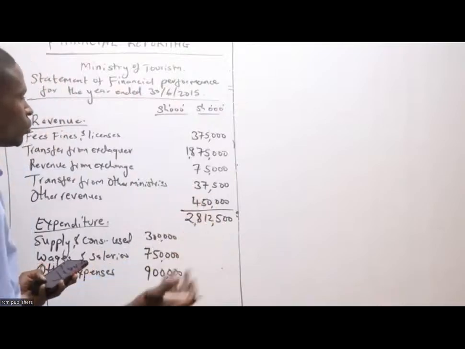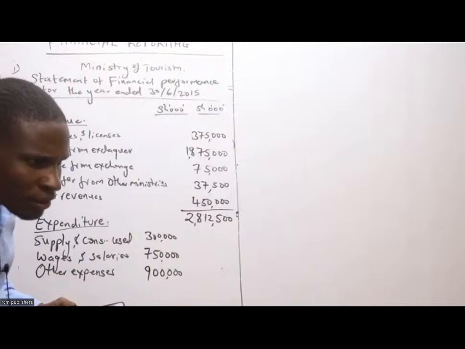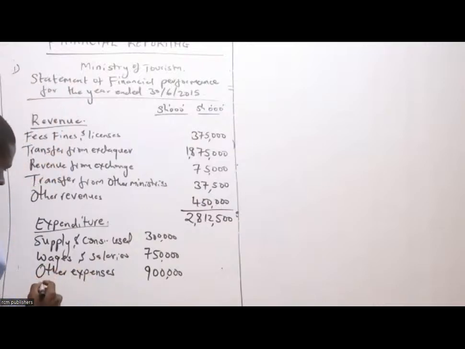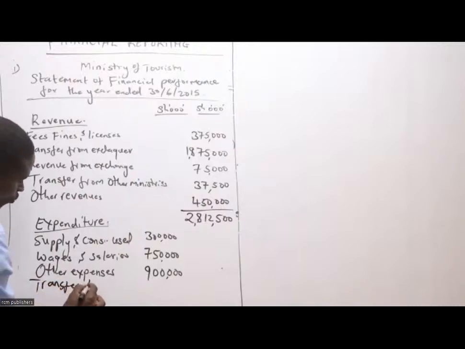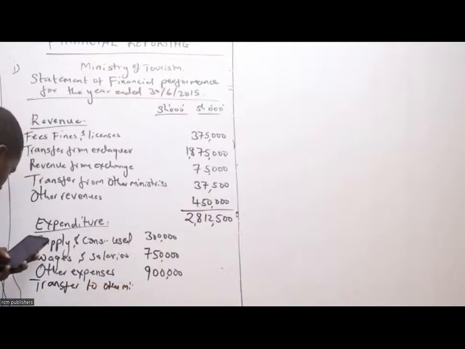So you should have transfer to other ministries. Transfer to other ministries. Thank you. Yes, we said two. You should underline two other ministries. How much is it now? 375,000.